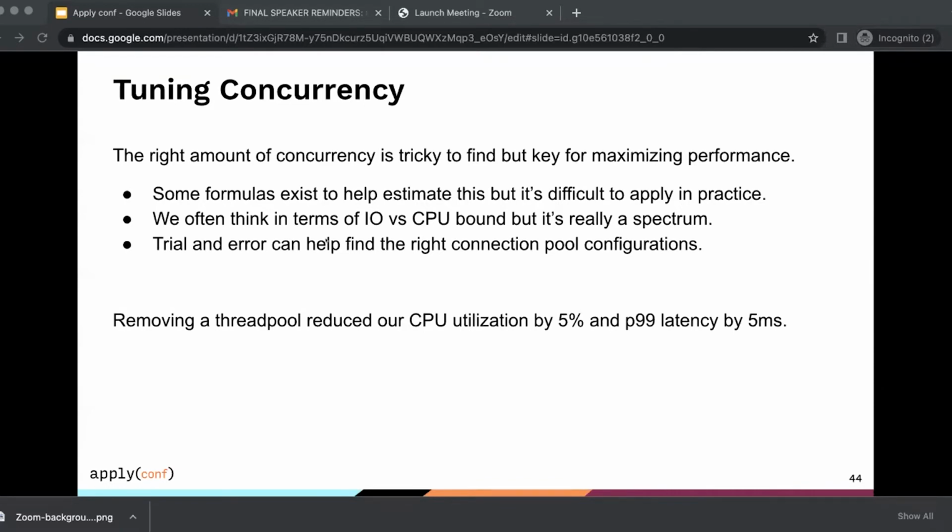In this particular case, if anyone's familiar with Kotlin, we use coroutines to do our asynchronous work. And we actually had a thread pool that was spinning up a thread for each coroutine, which completely defeats the purpose of coroutines. So that's why it was hurting our performance. And just by recognizing that, we were able to get a quick win.